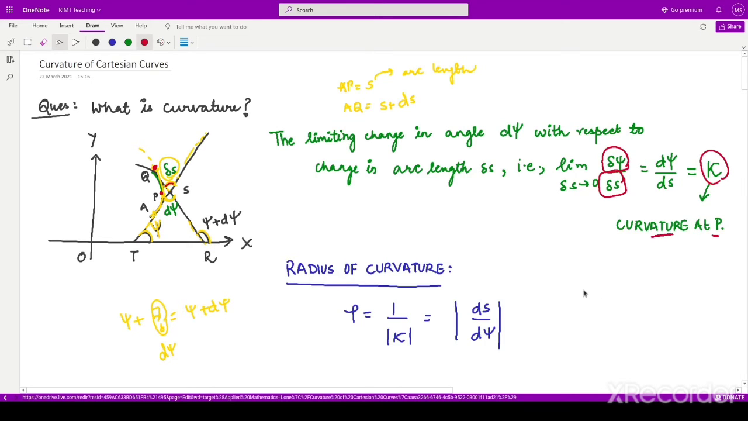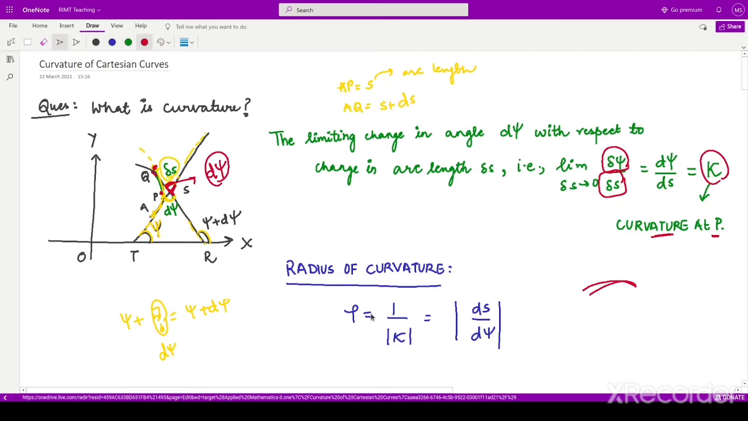So basically we are interested in how much a given curve is curving over time. So it is calculated by the change in angle made by this tangent. So what is this angle? This angle was d psi. So this is the angle which this tangent and this tangent make with each other. So whatever the change in this angle with respect to the changing arc length, that is the curvature.